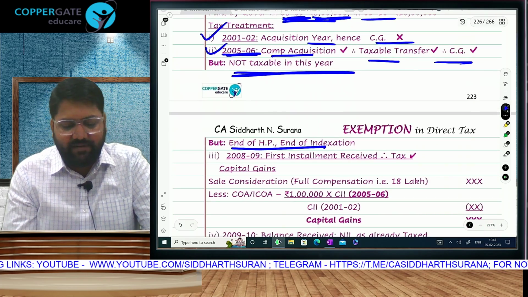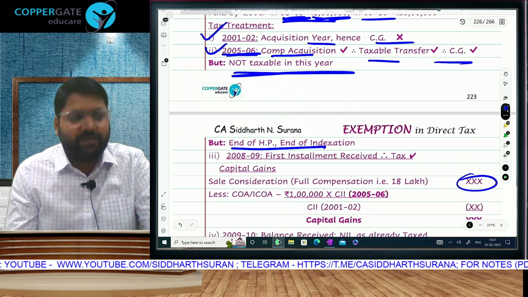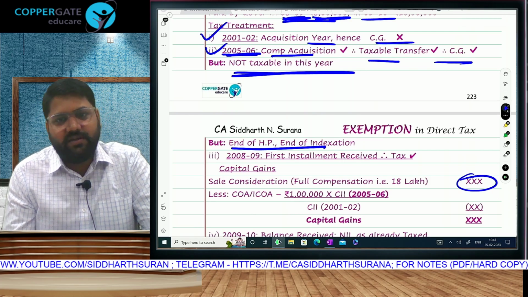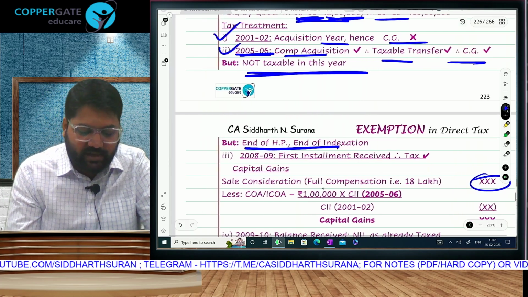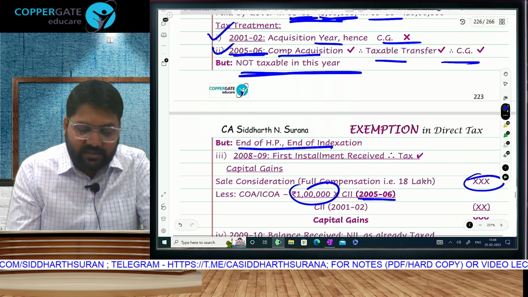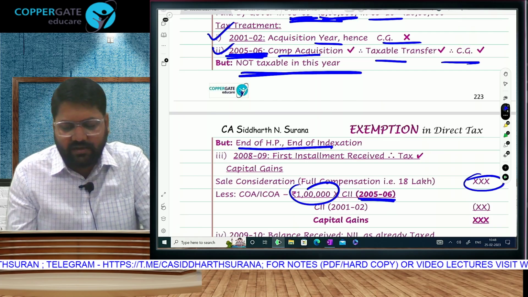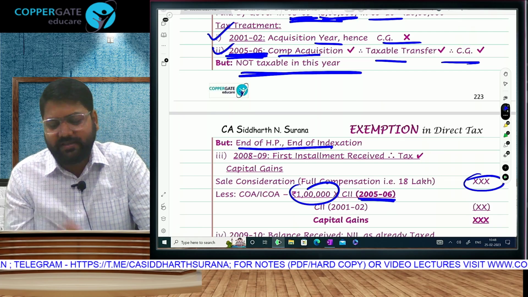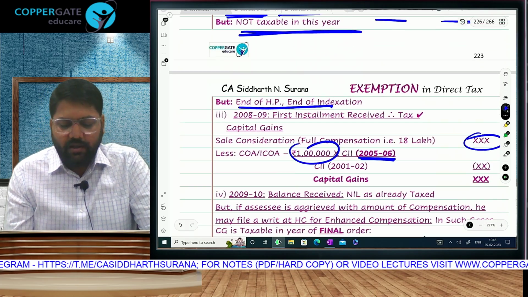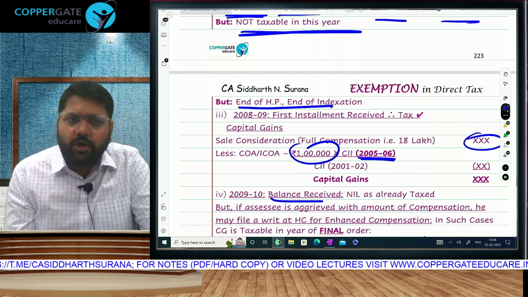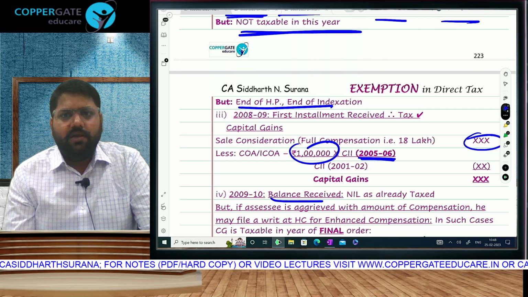Finally, in the year 8-9, when you receive your first installment, in selling price, we will take the full compensation of 18 lakh. Full compensation will be taken even if you have received one part, because cost also we are taking full, but indexation once again will be only till the year of compulsory acquisition, because after this you are not even holding. Holding period will stop, indexation will also stop. This will be your capital gain, and of course, when you receive the second installment, nothing will be taxable because you have already paid tax on the entire amount of 18 lakh.